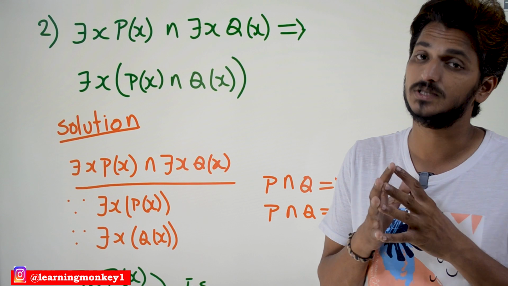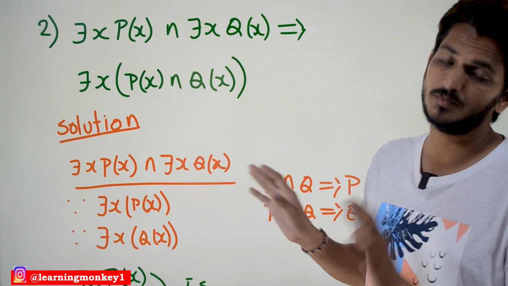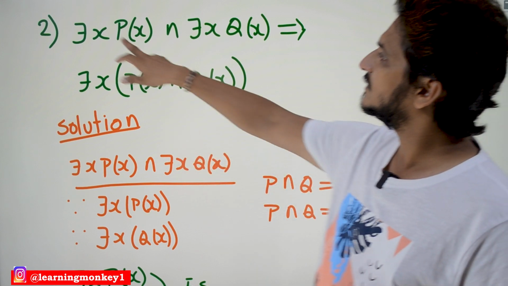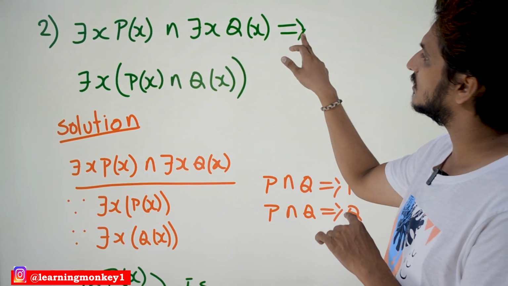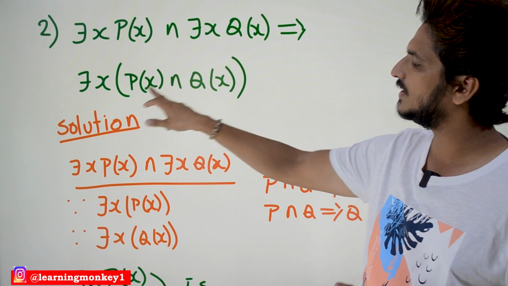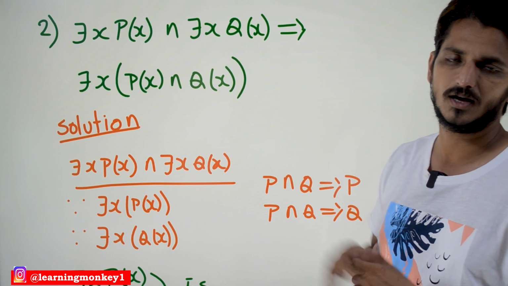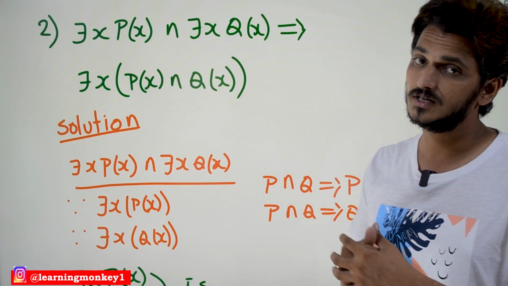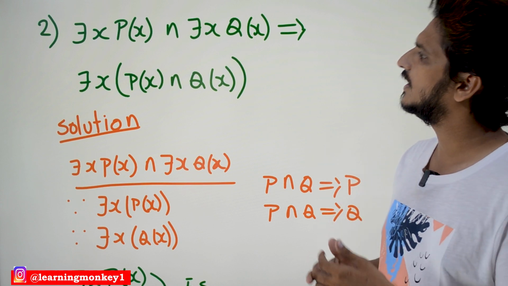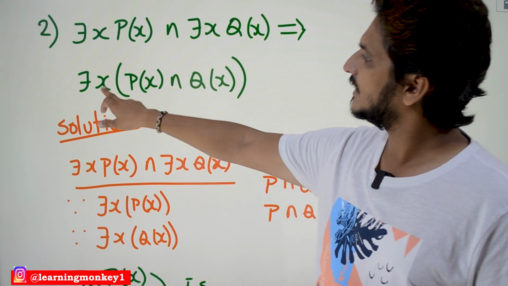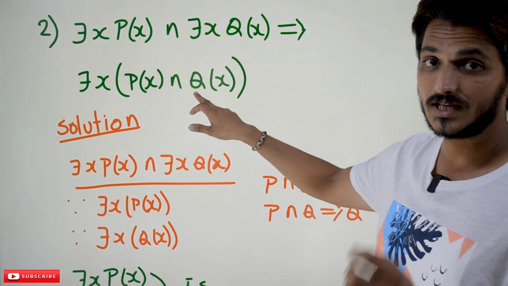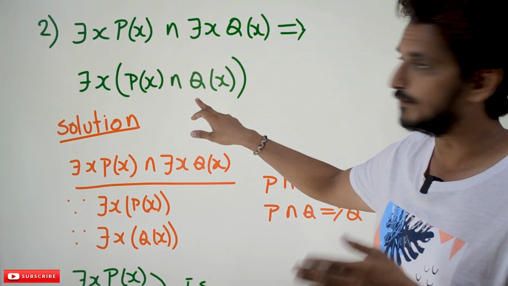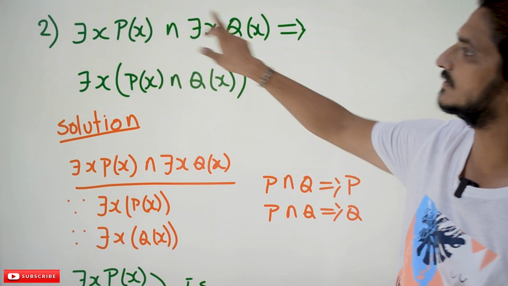Now take the second example, one more example for better practice and for better understanding of universal and existential specification. This is a very important example to understand. There exists x p of x and there exists x q of x tautologically implies there exists x, p of x and q of x. The same question can be asked another way: show that there exists x, p of x and q of x can be logically concluded using the given premises.